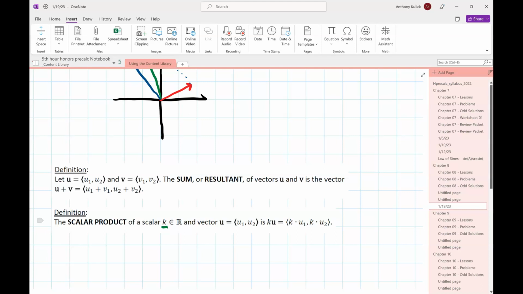Now, if that real number is positive, your resultant vector is going to have the same direction. What would happen if that real number was negative? The direction is going to change to be the opposite direction. Basically, your arrow is going to go from pointing this way to pointing that way. But close enough, right? Close enough to keeping the direction the same.